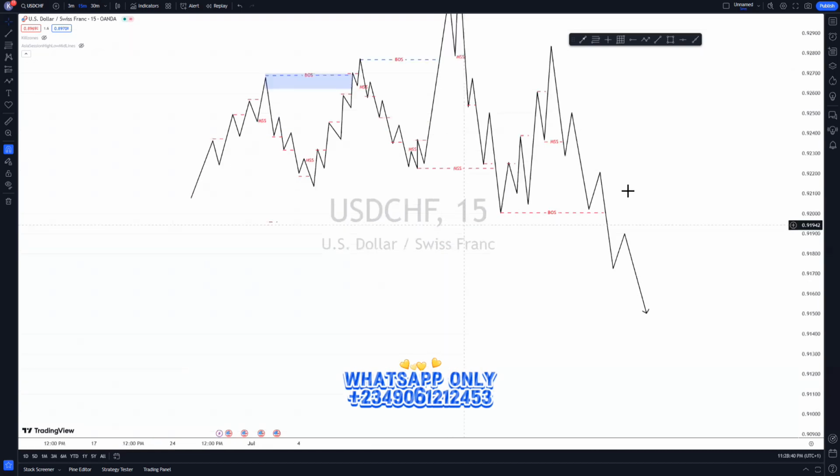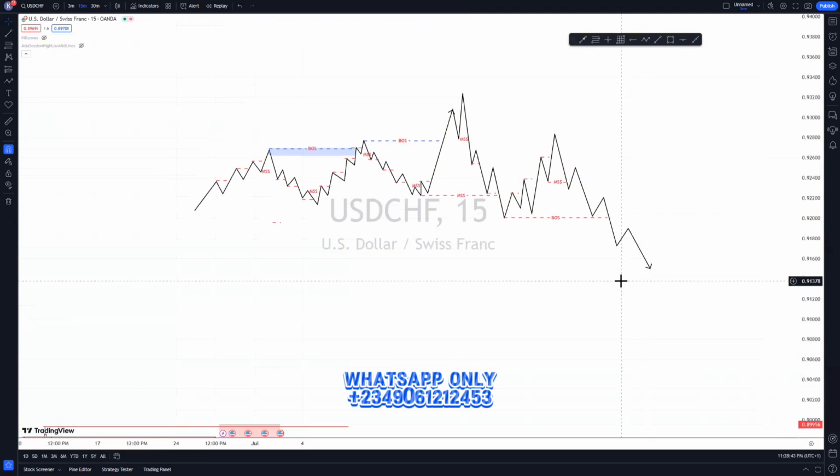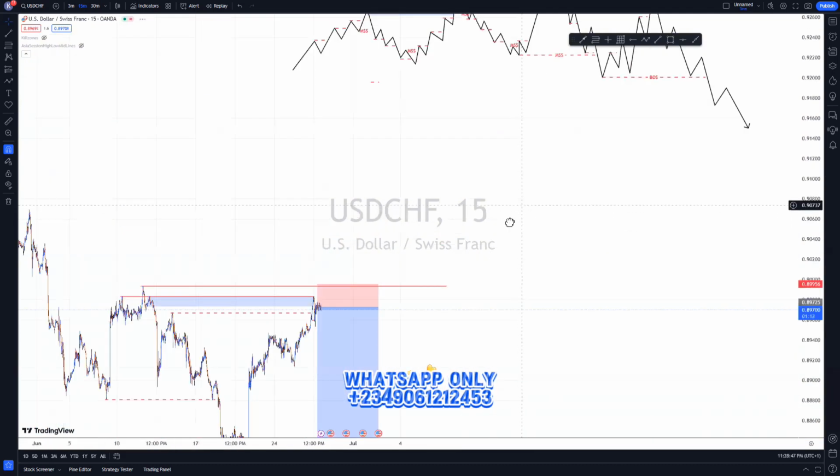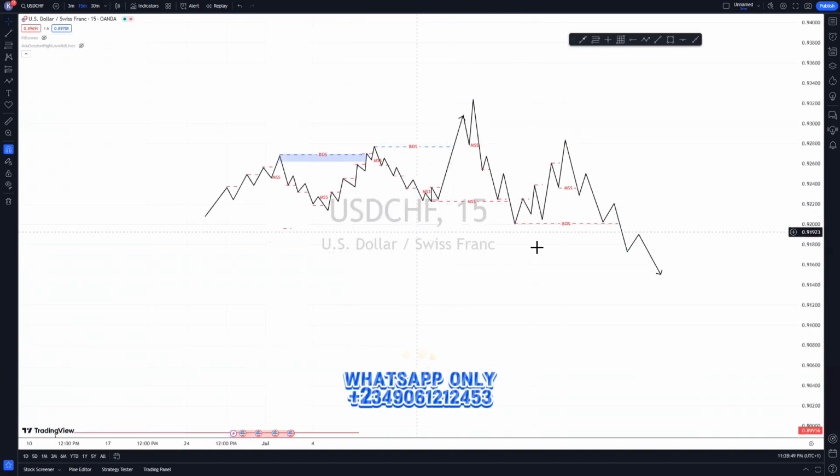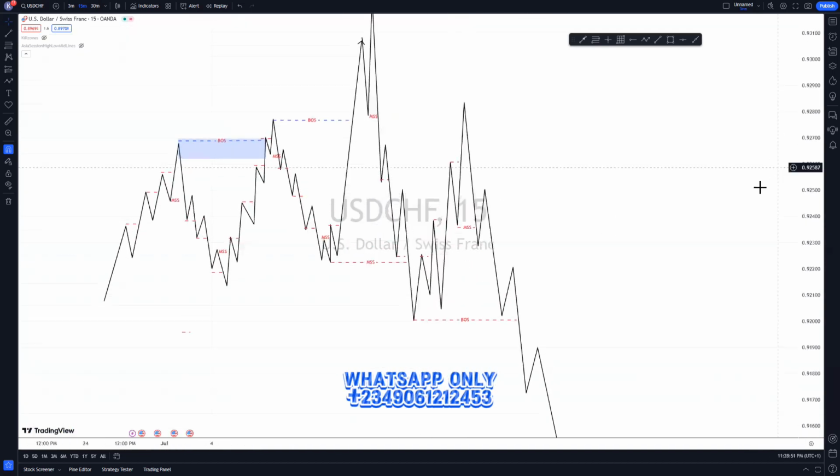I don't want to actually prolong this. I'm going to allow you to digest this in the next class. We're going to be looking at live market structure examples on the chart.